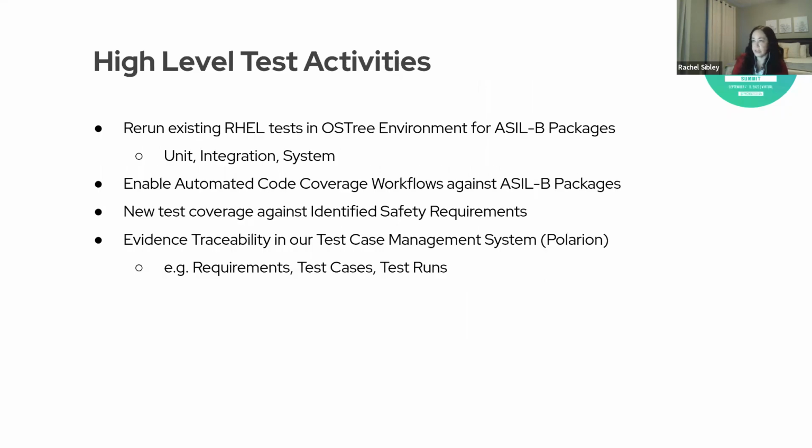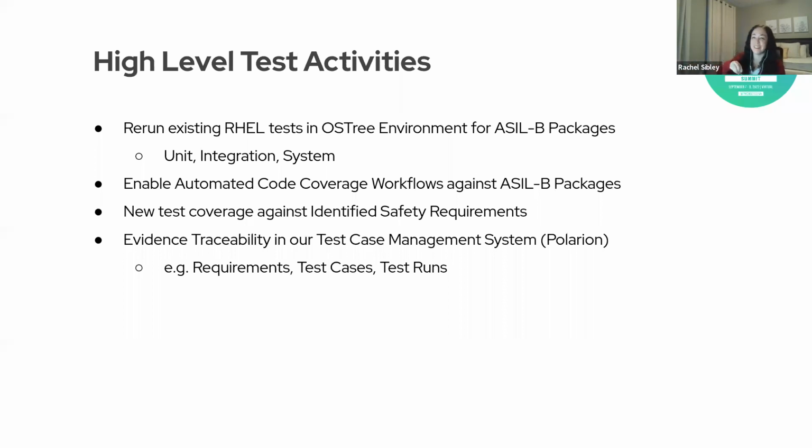So our high-level test activities for quality engineering is rerunning existing RHEL tests. We need to adapt them to an OS3 environment. The tests were primarily developed to run in a traditional RPM compose. So there are some differences with running in an OS3 environment to get them to run there. We're also working on migrating them to our test management tool. This is a test framework that we use within Red Hat for quality engineering, and we run it both downstream and within our upstream layers.